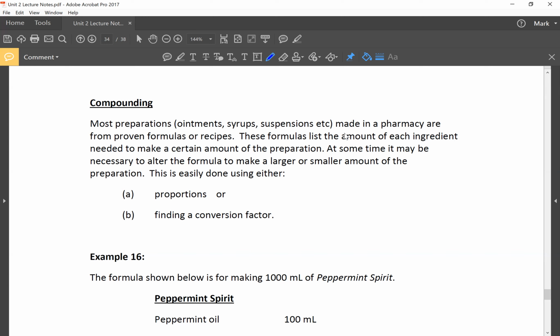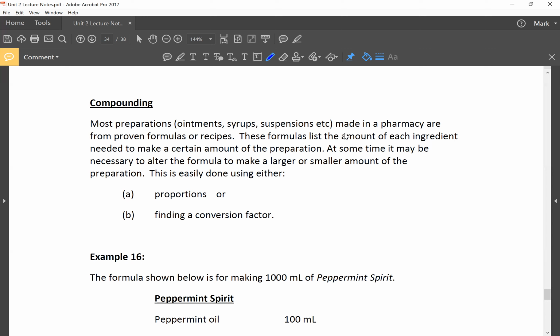You have suspended throughout the solution carbon dioxide gas in the liquid solution. A medical suspension would probably be liquid in liquid or solid in liquid. An aerosol would be a form of suspension, but in pharmacy it might be medicine, whether it's a solid or liquid, suspended, kind of mixed through another liquid. Anyways, ointments, syrups, suspensions, like anything made in a pharmacy are usually made with formulas or recipes.